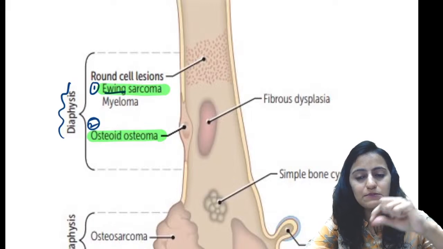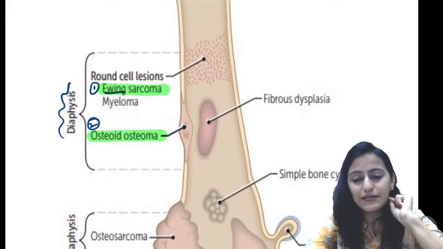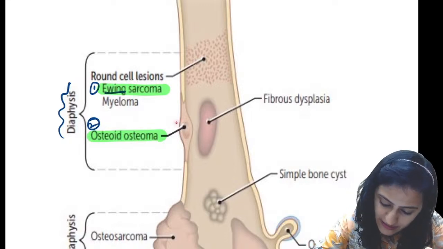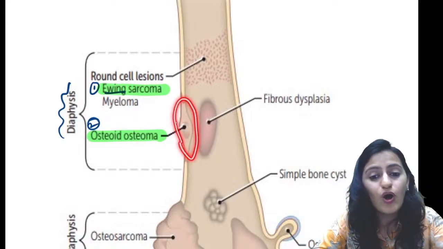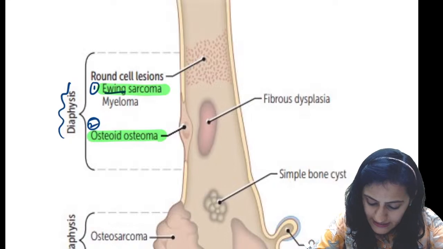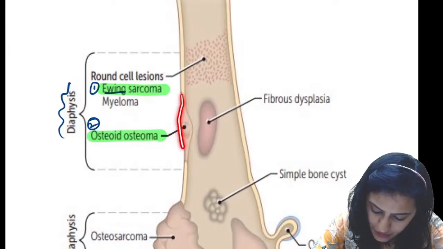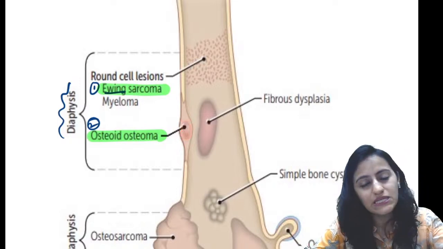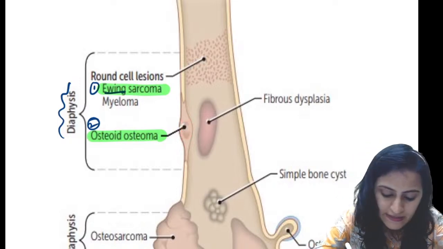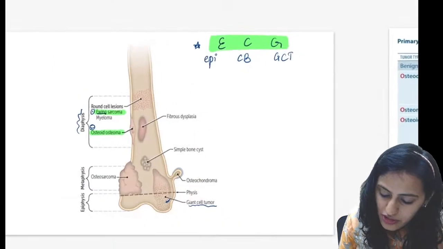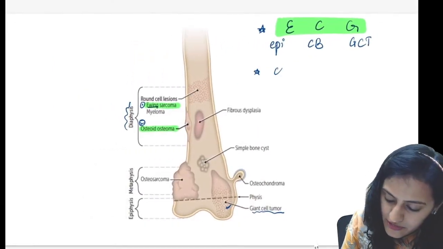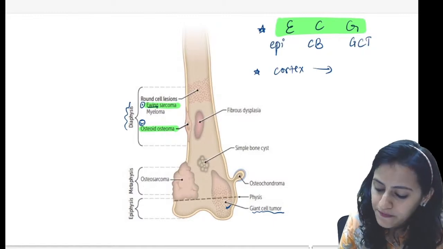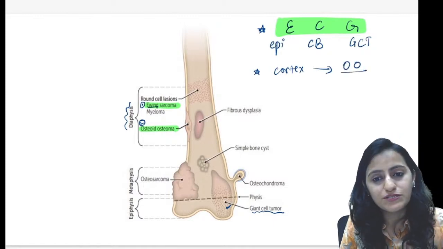Now, what is the typical point about osteoid osteoma that you should know here? You can see that osteoid osteoma, this tumor is based on the cortex of the bone, right? This is a cortical tumor. Within the cortex is where we have the nidus in osteoid osteoma. So remember that osteoid osteoma is the bone tumor which is within the cortex of the bone.